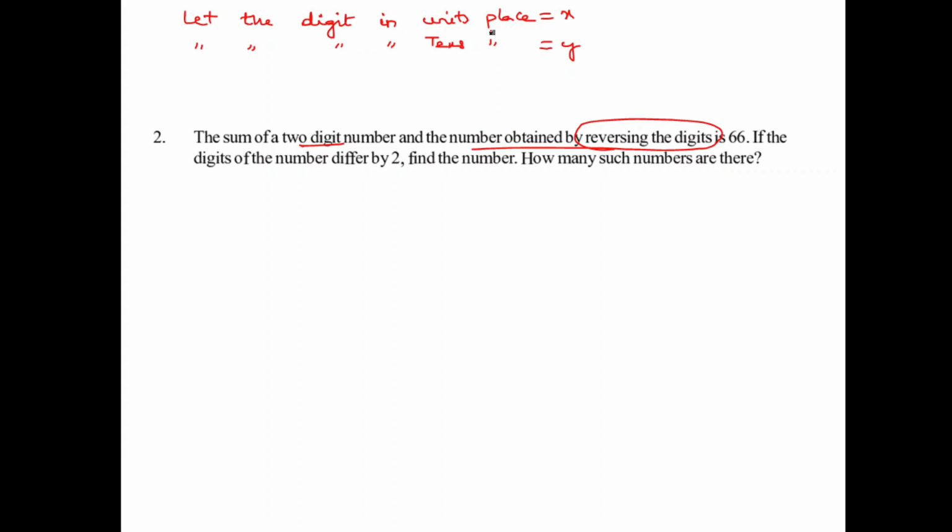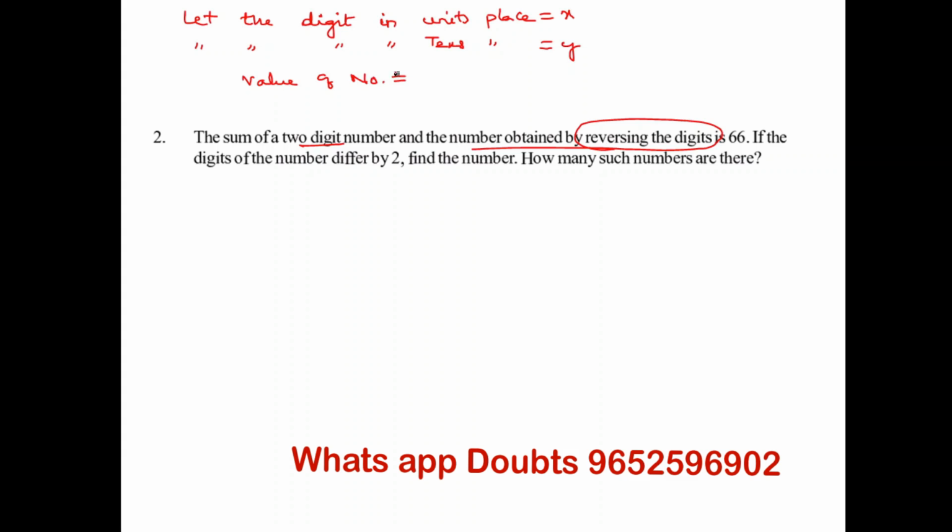The value of the number, whatever number you are taking, that is the first value of the number. I can write this as x plus 10 times y. Now he says that we reverse the digits. So what happens if I reverse the digits? It comes out to be 10x plus y. Hope this is clear till now, right? Now he says that the sum by reversing the digits is 66.